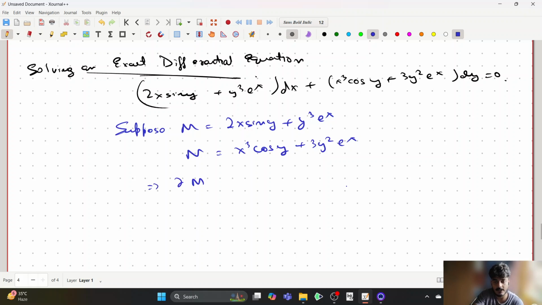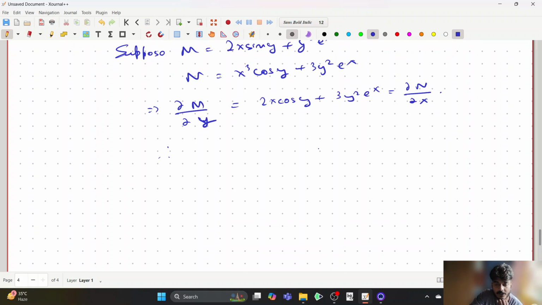Then this implies that del m by del y is equal to 2x cos y plus 3y squared e to the power x, which can immediately be seen to be del n by del x. Therefore we have an exact differential equation. Therefore this is exact. Now we need to solve this differential equation. Now recall we had said that if m dx plus n dy equal to 0 is an exact differential equation, then that corresponds to solving this differential equation.